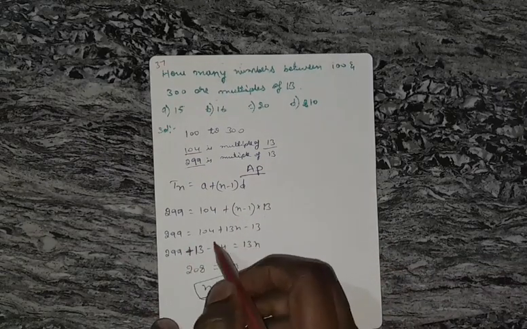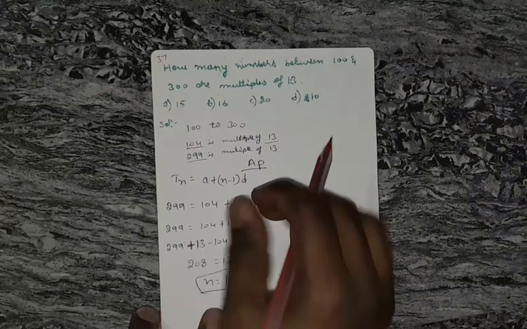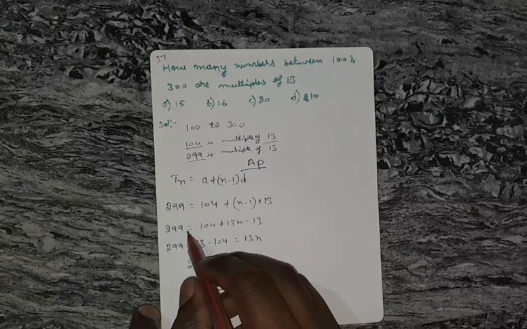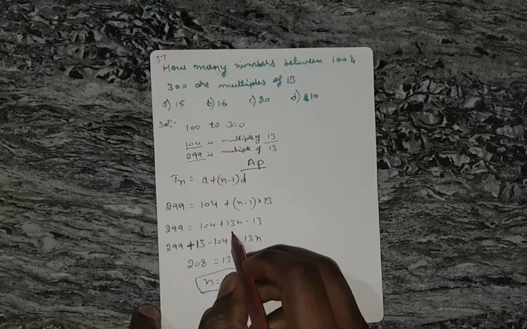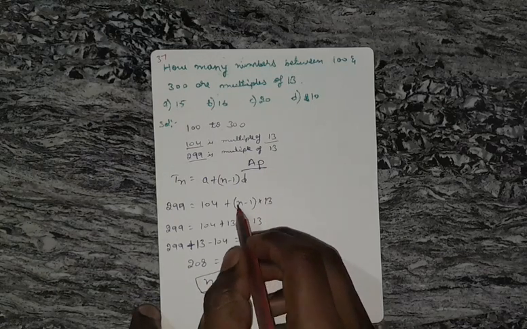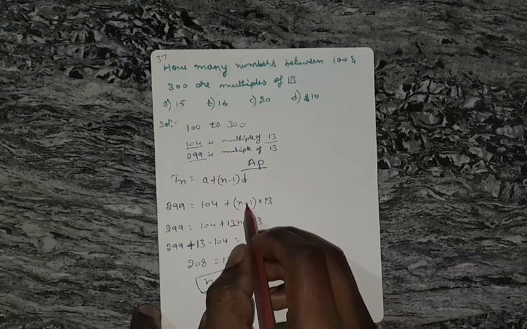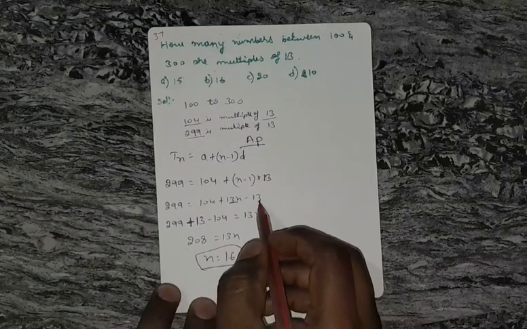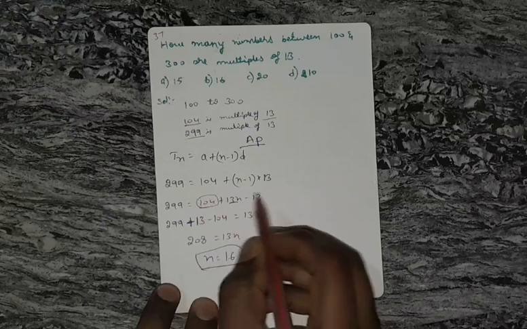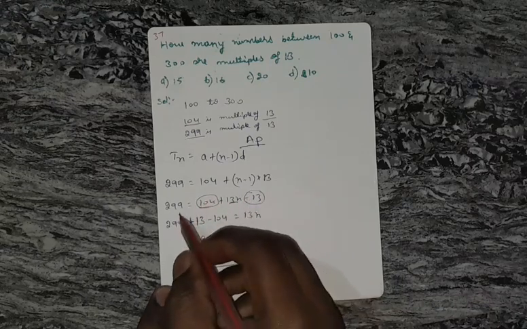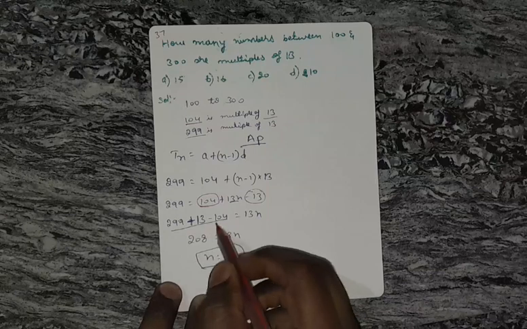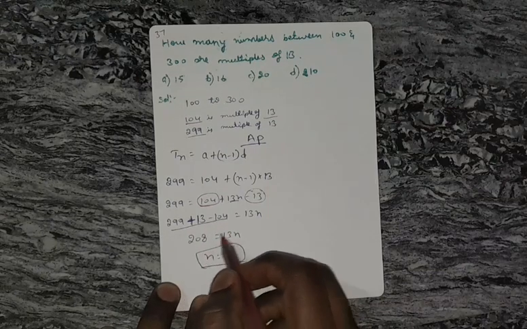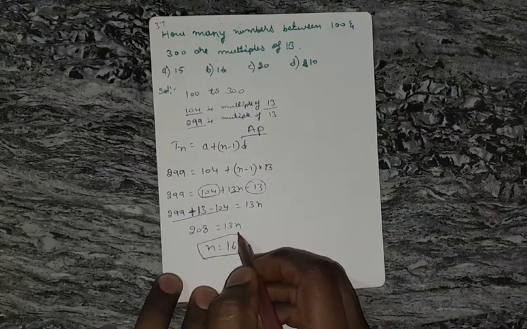Now I'm solving. 299 is equal to 104 plus 13 into n, 13n, minus 13 into 1, 13. Now I'm shifting the 104 and minus 13 to the LHS, so we get 208 is equal to 13n.